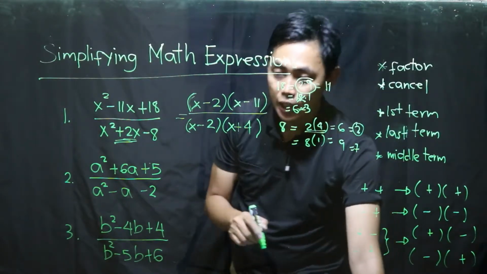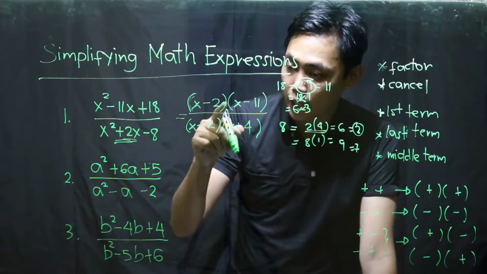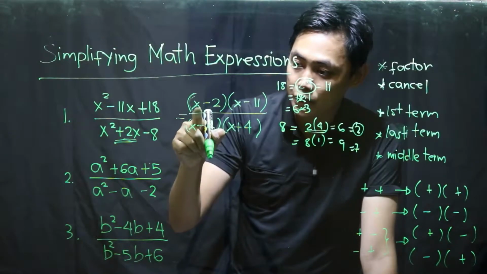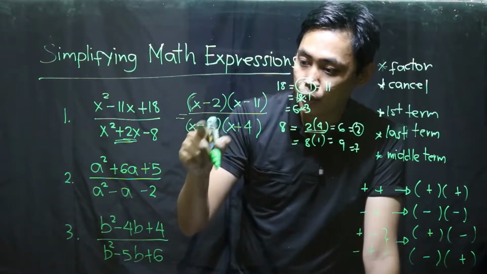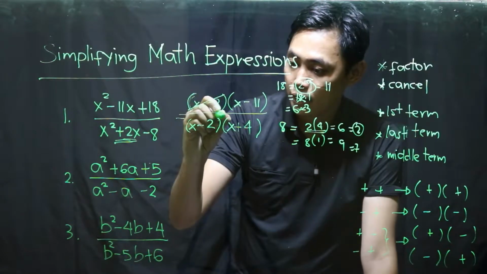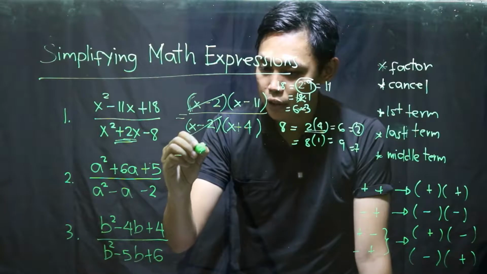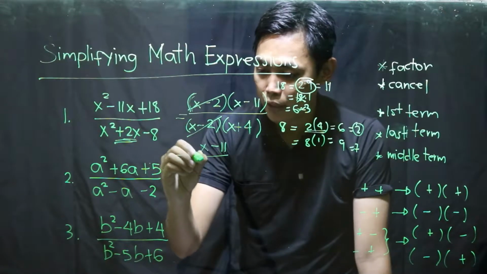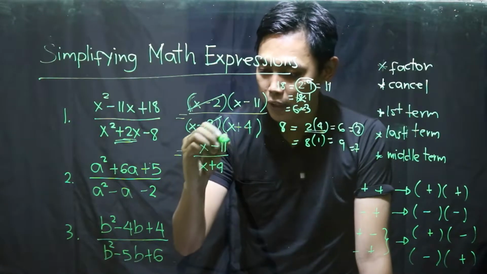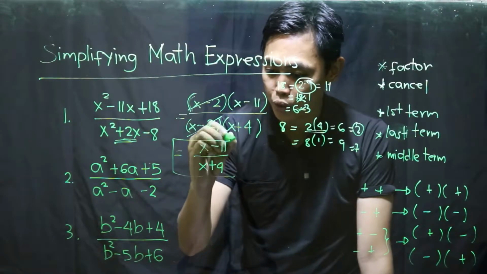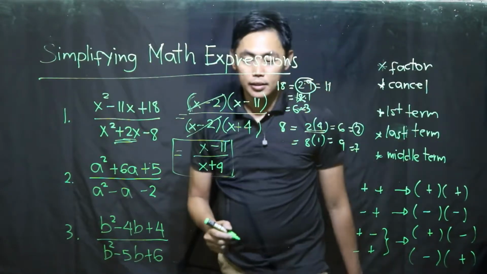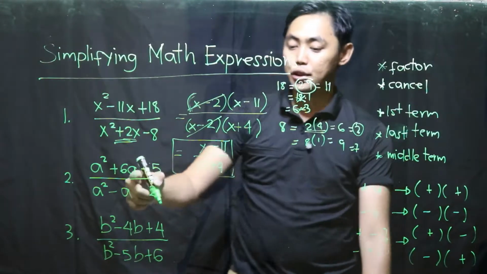The next thing that we will need to do is to cancel. We have a similar term here, x minus 2 and x minus 2, so we will get rid of that. Our final answer here is x minus 11 over x plus 4. And this is our precious answer. Okay, let's do number 2.